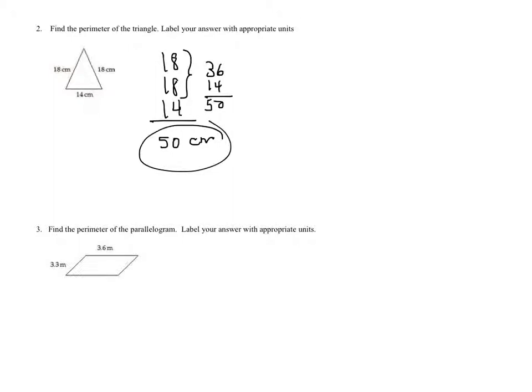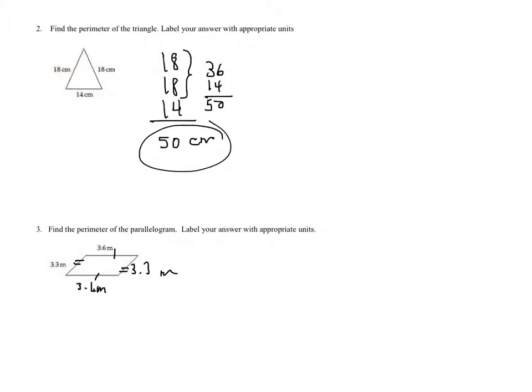Next, I'm going to get the perimeter of a parallelogram. I'm going to add up all the sides, threw in a few decimals there, 3.6 meters, 3.3 meters. A parallelogram is like a stepped-on rectangle. Opposite sides are equal and parallel.